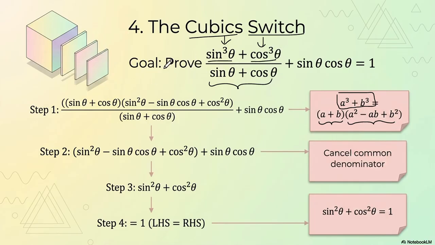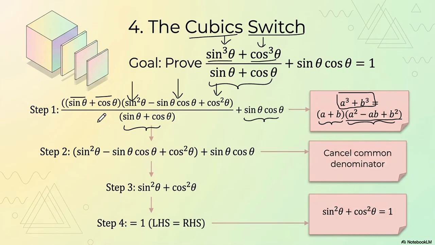So if you apply that identity, a plus b means sin theta plus cos theta. After that, a square minus ab plus b square. a square means sin square theta, minus a into b means sin theta into cos theta, plus b square means cos square theta. Denominator as it is, and plus sin theta into cos theta is also as it is.